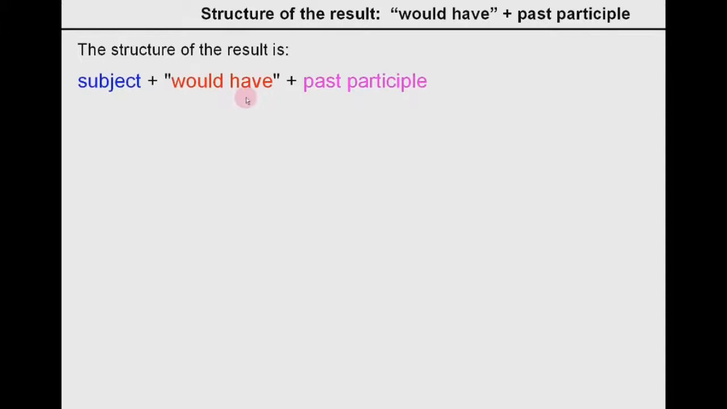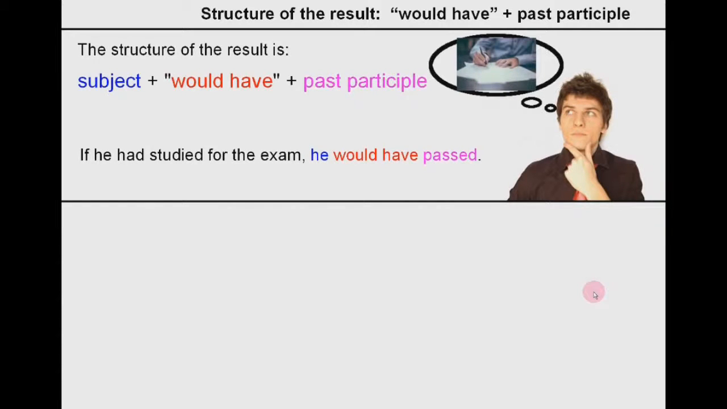And now let's look at the form of the result. So the structure or the form of the result is subject, then would have, then the past participle. Example: if he had studied for the exam, he would have passed. He would have passed. So he is the subject, then we have would have, and passed is the past participle of the verb pass.